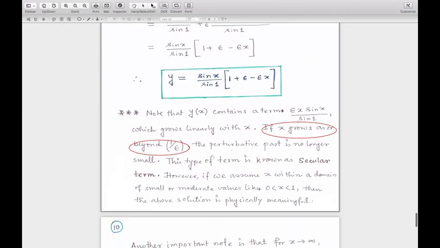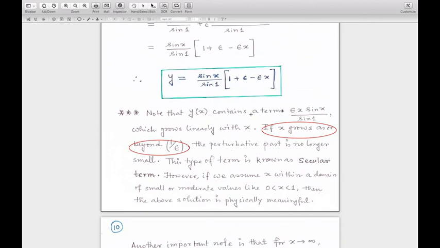Okay, then the perturbative part is no longer small. That will be of the order of 1 or greater. So this is no longer a perturbative part at all. That is not expected, right? This type of term is in general known as a secular term.